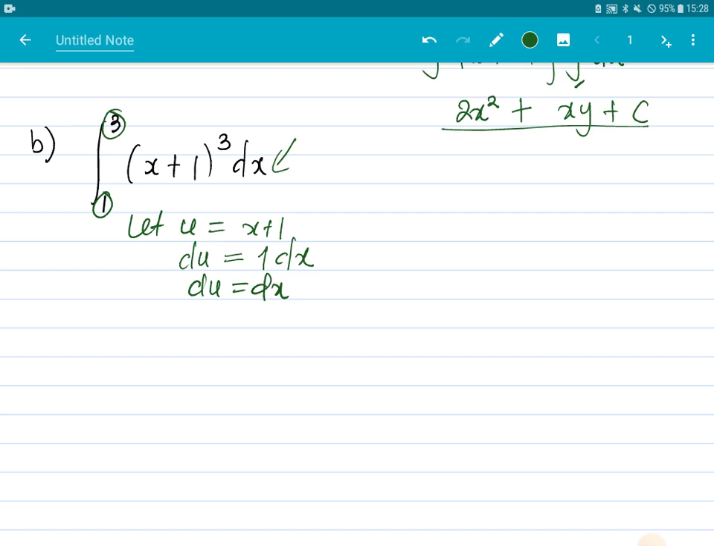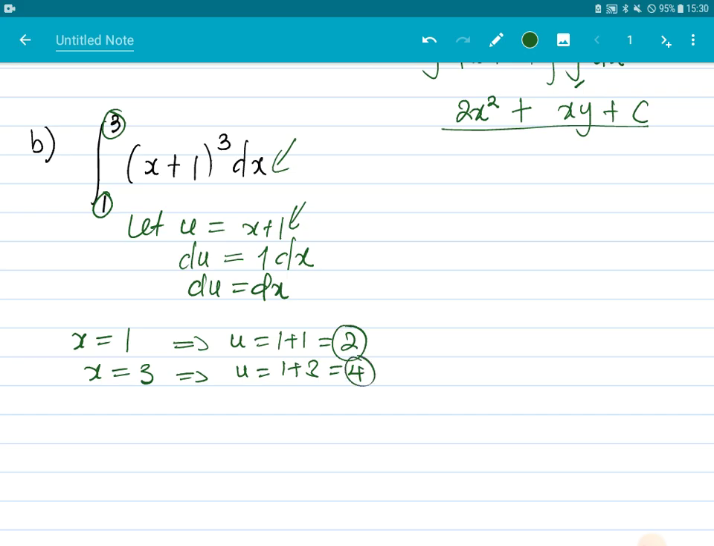We have the first limit, x equal to 1, and the second limit, x equal to 3. So why are we not maintaining the same limits? Well, because of this substitution, so these limits should also change. So u is equal to x plus 1. This means u becomes 1 plus 1, which should be 2. And here, u becomes 1 plus 3, which is equal to 4. So these are our two limits.